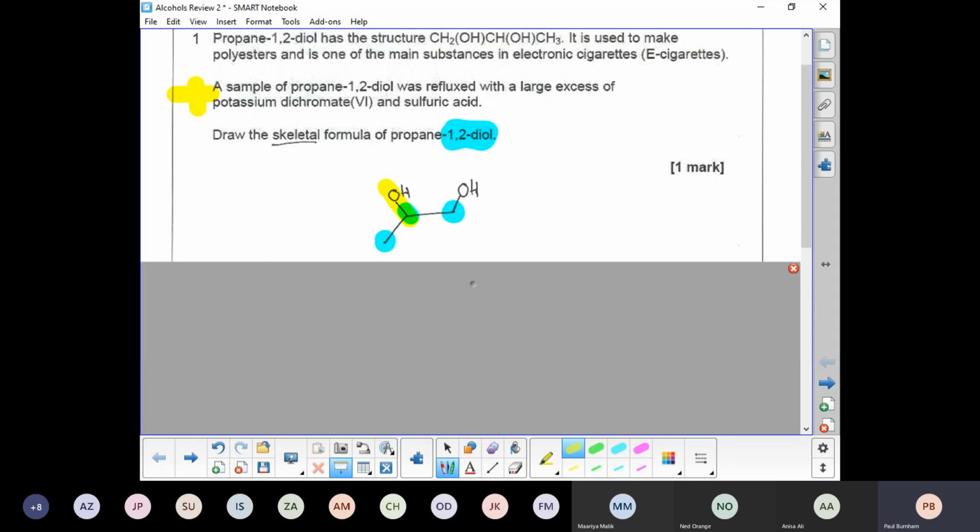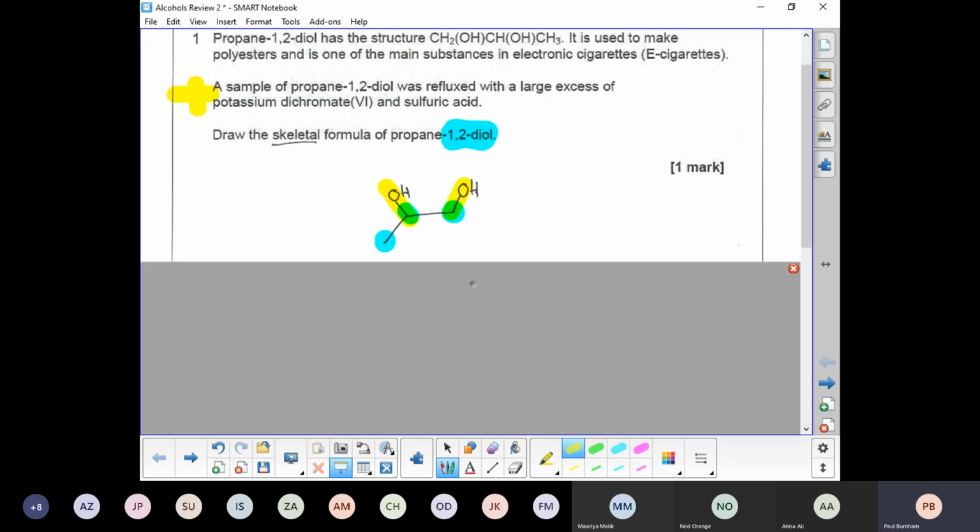When you draw these, the bond should be between the carbon and the oxygen, and you can see in my diagram that's exactly what's happened. Examiners refer to it as connectivity. Have you connected the atoms together in the right order? The carbon should be bonded to the oxygen, and then you can put the hydrogen next to the oxygen.